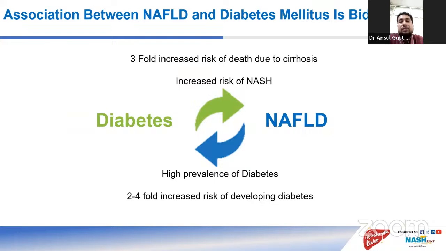So what is the association of diabetes and NAFLD? It is bidirectional. If a patient has diabetes mellitus, he will have more prevalence of NAFLD. If a patient has NAFLD, he will have more prevalence of diabetes. A NAFLD patient has a 2 to 4 fold risk of developing diabetes, and if a patient has diabetes, he has a 3-fold risk of death due to cirrhosis. That is an increased risk of NASH. Next slide, please.